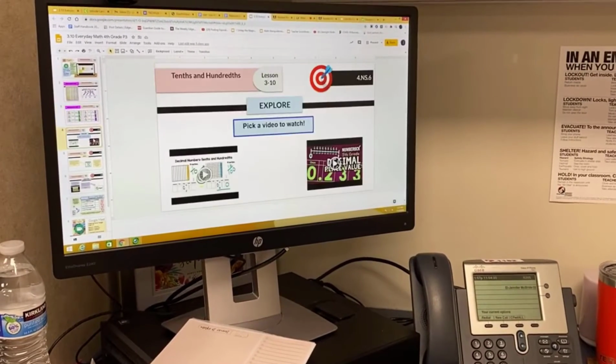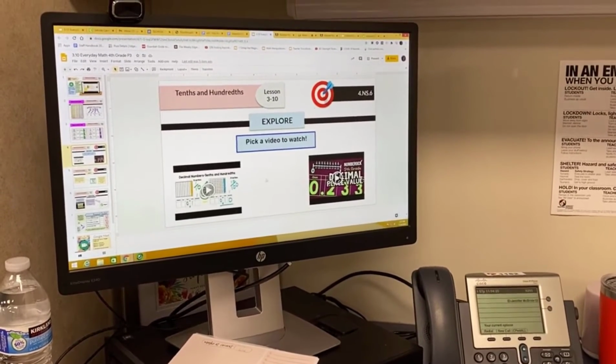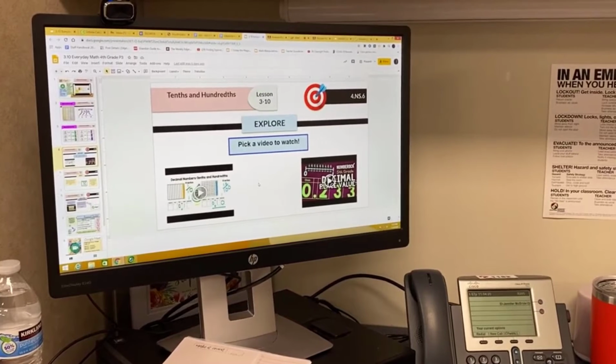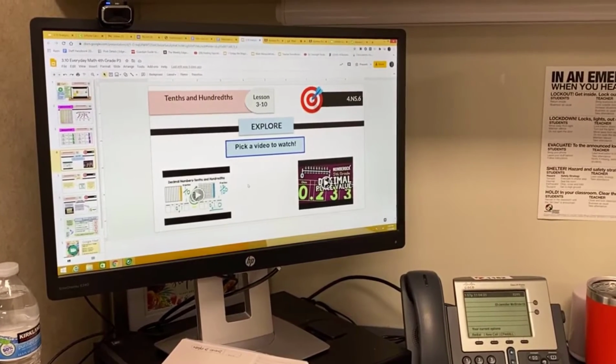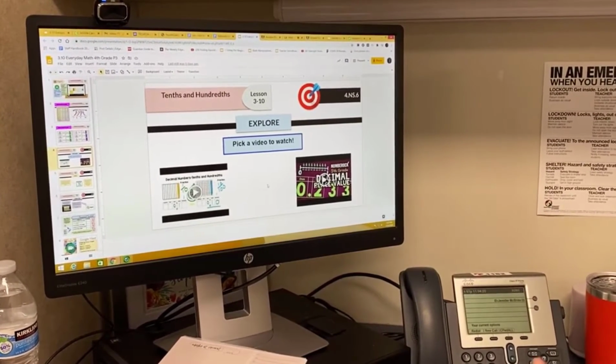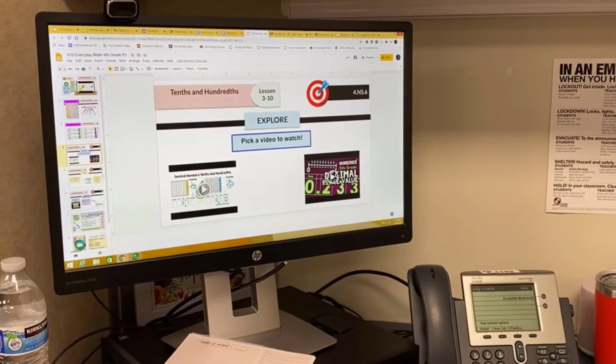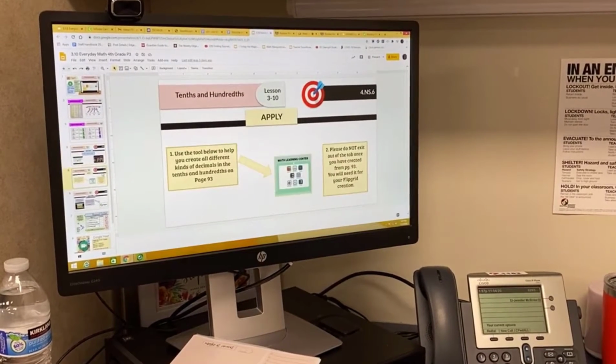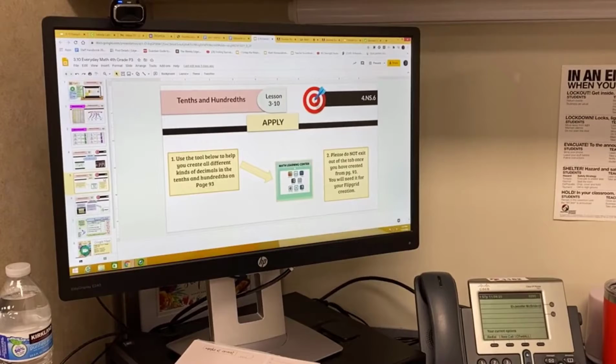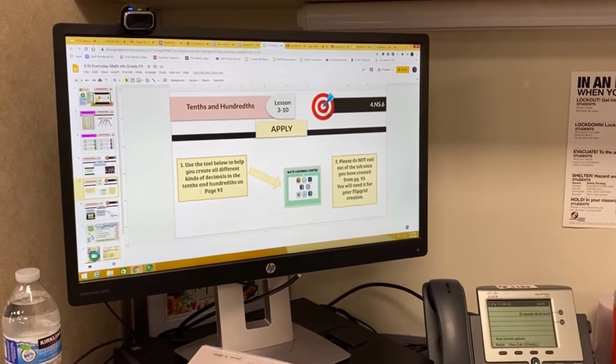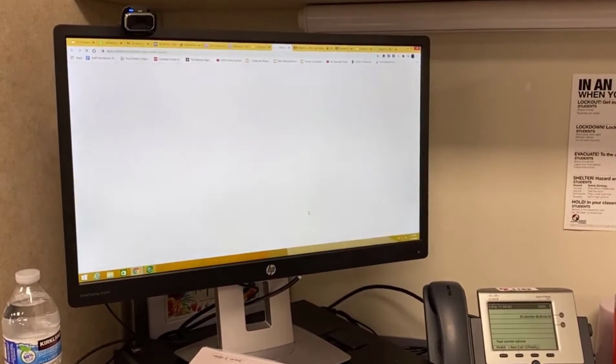Then they have this explore section where I've gone to YouTube and tried to find supplementary videos that will help them out. They pick one to watch. It's just something extra for them, to hear another voice and someone else explain the same concept. And then today we're learning all about decimals and fractions.